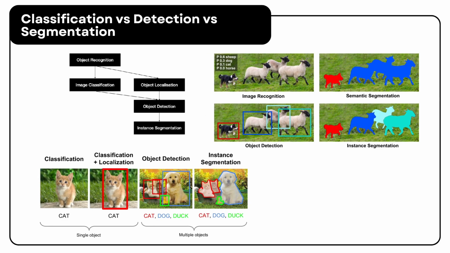So classification versus detection versus segmentation. At this point, we have introduced three important concepts in computer vision: classification, detection, and segmentation. This slide ties it all together by showing how they differ and how they build on one another. First is classification. At the most basic level, classification answers the question, what is in the image?